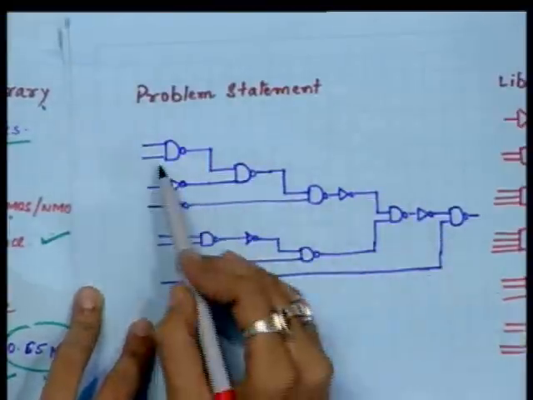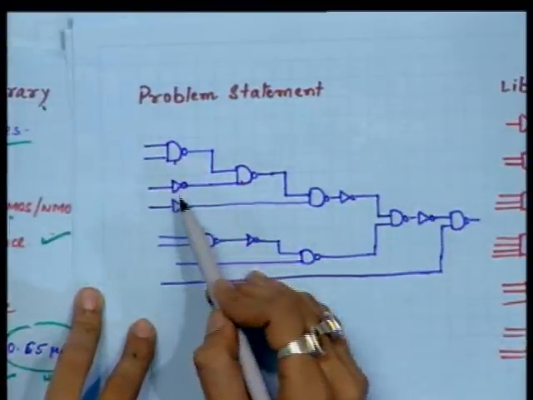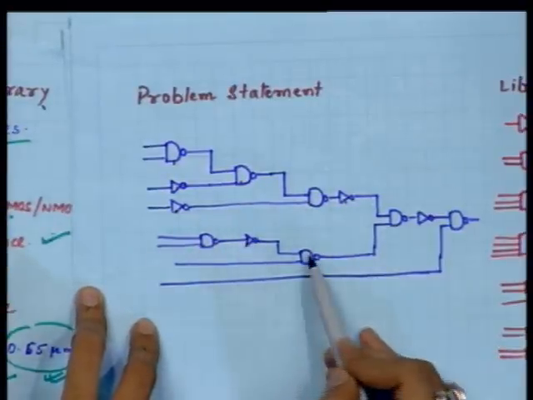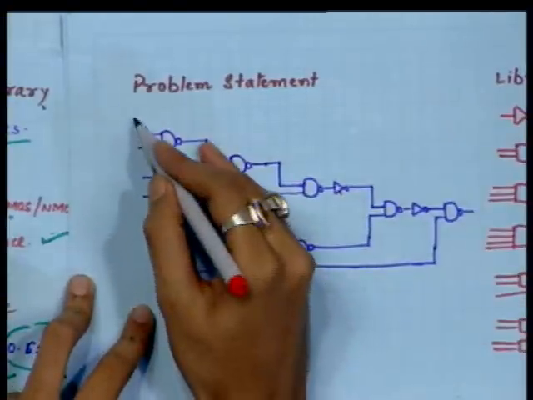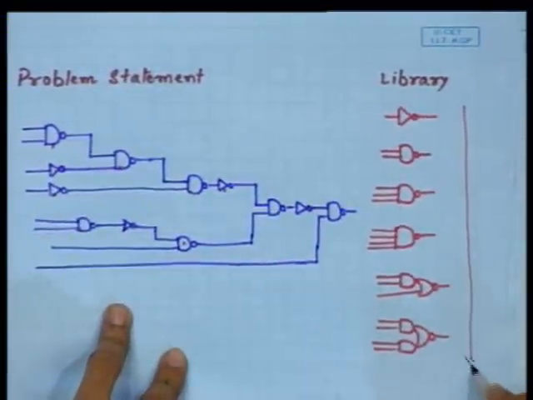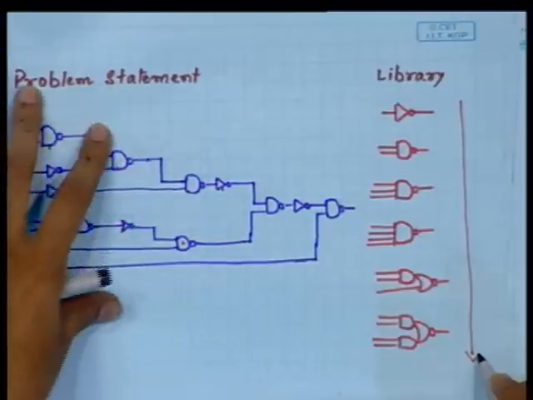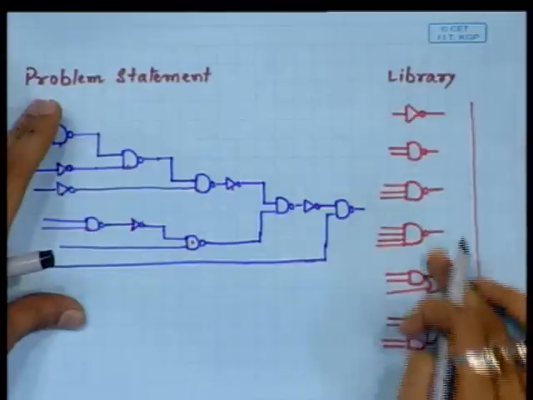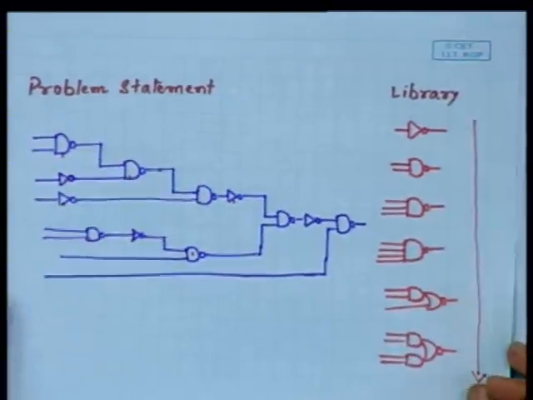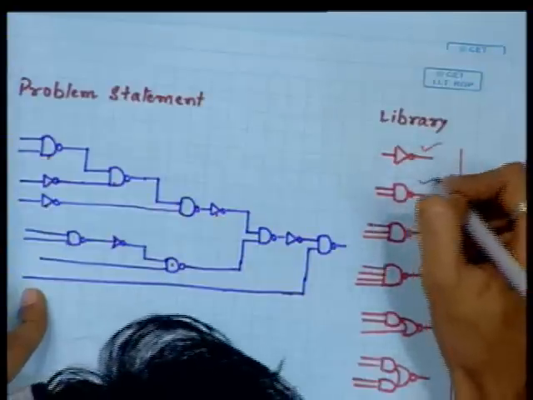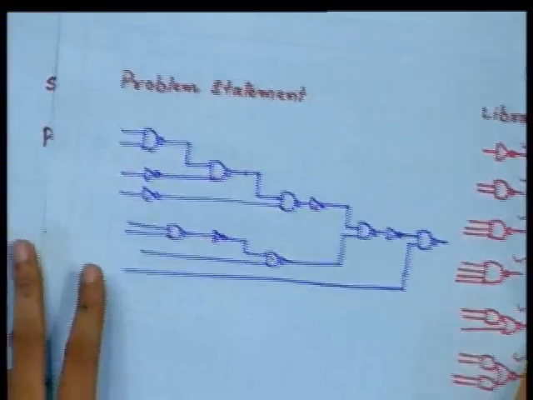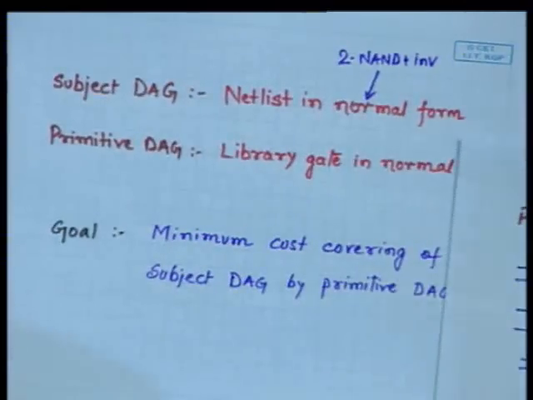Suppose we have a design like this: NAND, NAND, inverter, NAND, inverter, NAND, inverter, NAND, like this. Now you have to replace this design using a library at your disposal, using this only, such that your cost is minimum. Some costs are obviously attached to this. Now the process here is like this.